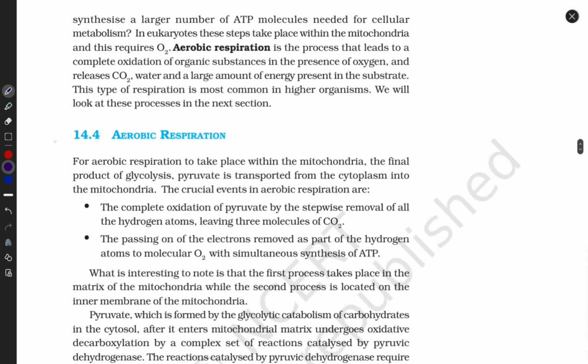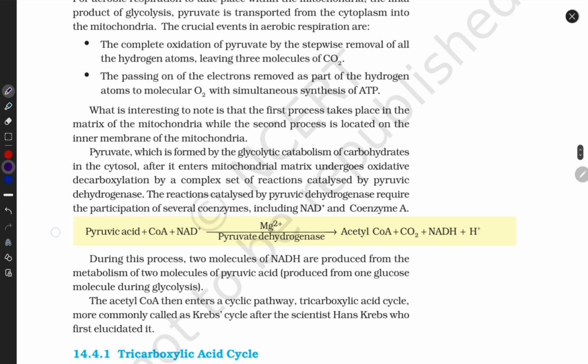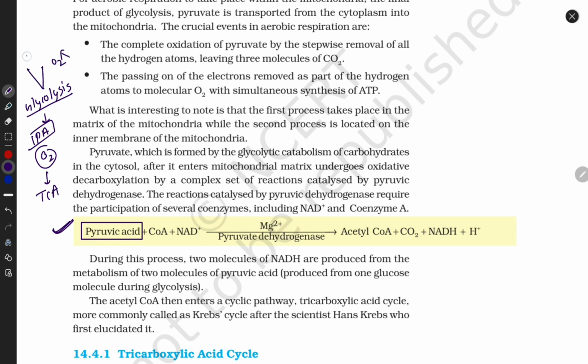Let's start with some aerobic respiration. Before starting, you have to know how this reaction will form. We know pyruvic acid comes from the glycolysis product. At the end of glycolysis, pyruvic acid will form. If they get oxygen, then they go toward the TCA cycle. If they do not get oxygen, they produce lactic acid and ethanol plus CO2.